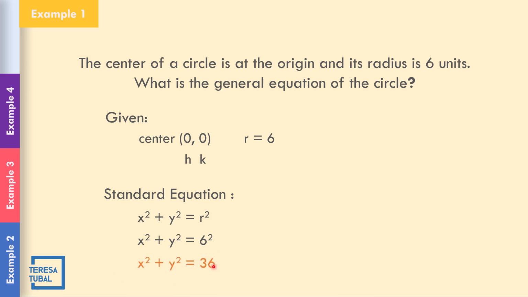If this is the standard equation of the circle, what is the general equation of the circle? So we continue solving. So this becomes x squared plus y squared is equal to 36. We need to rewrite all the values to the left side. So positive 36 going to the left, change the sign. So that becomes negative 36 is equal to 0. And then copy x squared, copy y squared. So the general equation of this example number 1 is x squared plus y squared minus 36 is equal to 0.